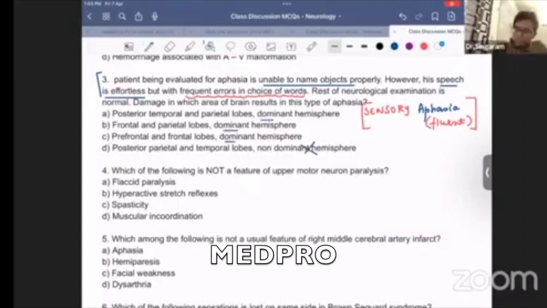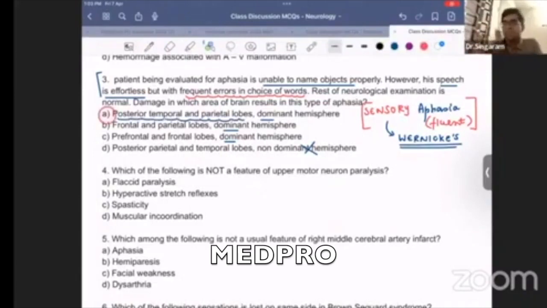Now sensory aphasia will point towards which area? Wernicke's area. Correct. Now we have to look up where the Wernicke's area is. I think all of you know Wernicke area is in the temporal lobe, posterior part of the temporal lobe. Of course, the answer should have been only posterior temporal, but it is given together with parietal. So that is okay. I'm going to mark the posterior temporal and parietal lobe. Of course, it should have been only temporal lobe.